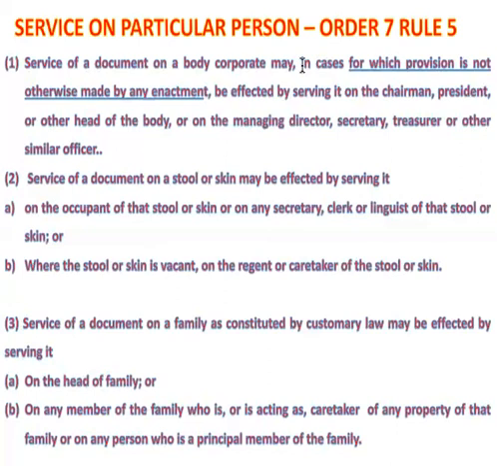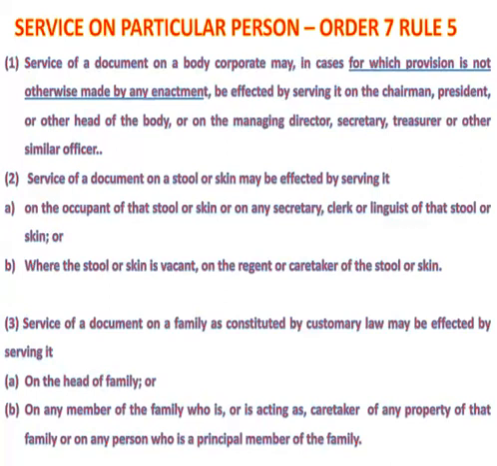Take a critical look at Order 70 rule 5(1). Service of a document on a body corporate may, in cases for which provision is not otherwise made by an enactment. So it's only when there's no provision in any enactment that you can serve it on the chairman, president, or other head of the body or managing director. That is when you can serve it in that particular way. But if there's a provision in any enactment, you cannot serve it in a different way. You must comply with what the enactment is saying.